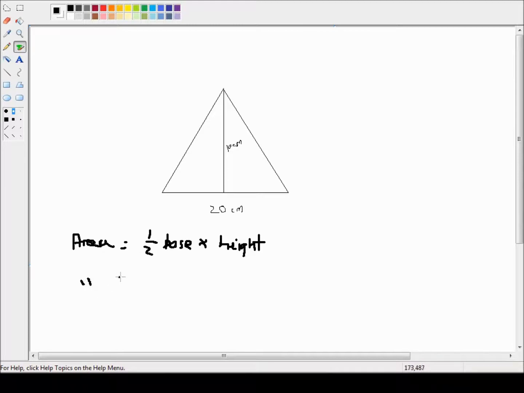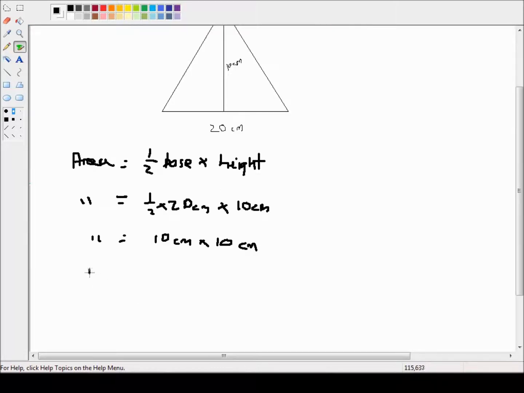So the area is equal to a half of 20 centimetres times 10 centimetres. So the area is equal to 10 centimetres times 10 centimetres. Well, 10 times 10 is 100, and centimetres times centimetres is centimetres squared. So the area is equal to 100 centimetres squared.